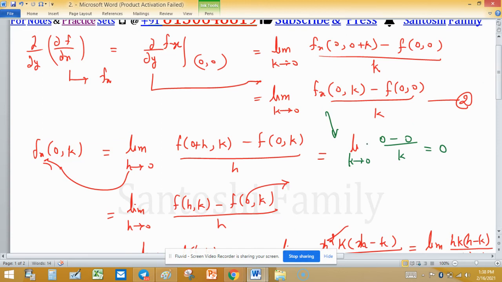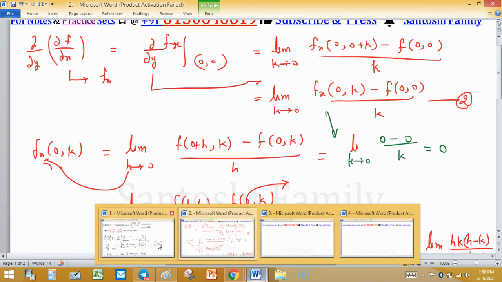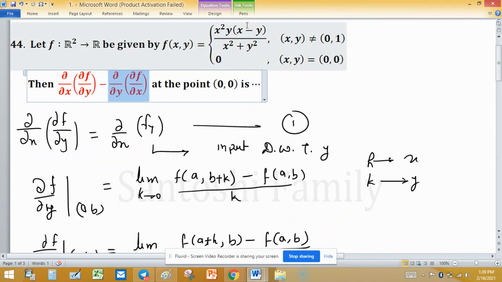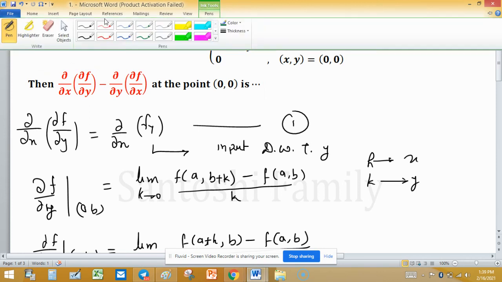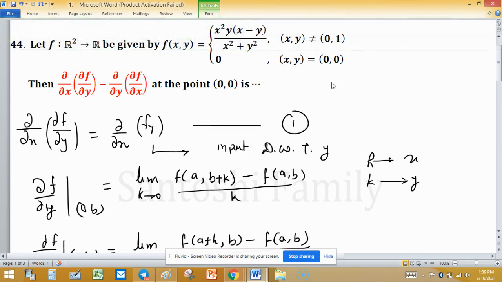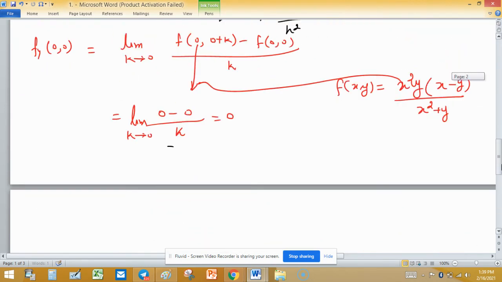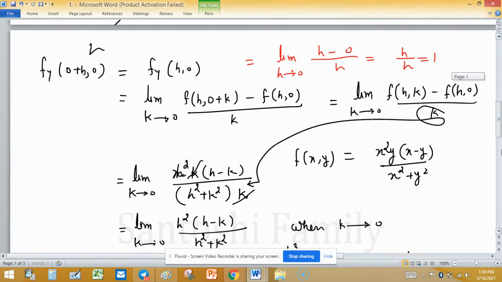So put these values in the original equation, as we need to find the value of partial with respect to x of fy minus partial with respect to y of fx. This value I got: 1 minus 0, so the value is equal to 1. You can check in this one, we get the value 1.